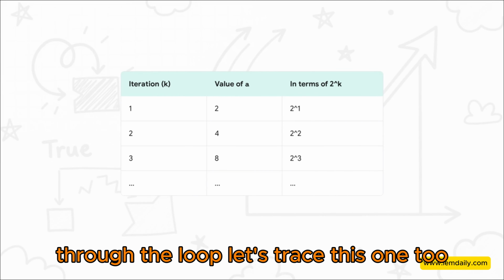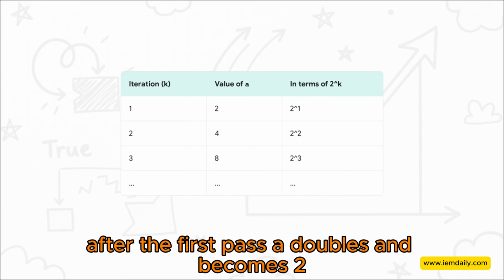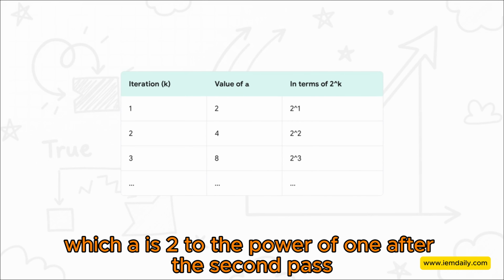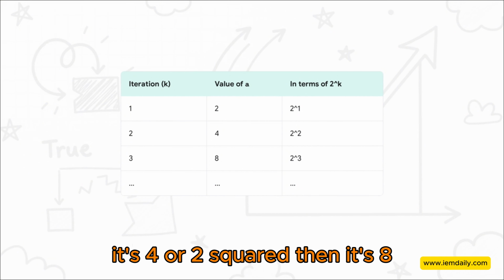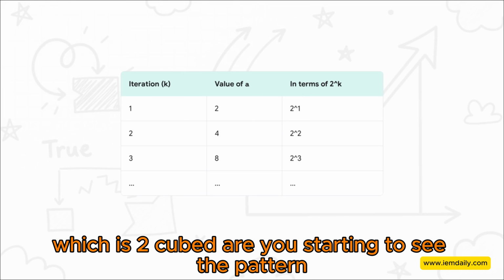Let's trace this one too. After the first pass, a doubles and becomes 2, which is 2 to the power of 1. After the second pass, it's 4, or 2 squared. Then it's 8, which is 2 cubed. Are you starting to see the pattern?